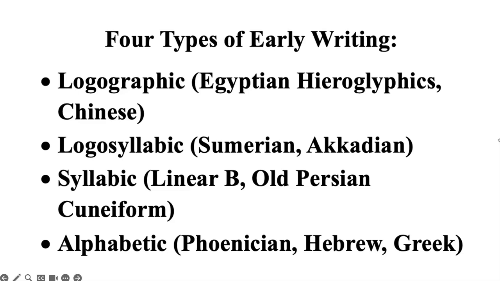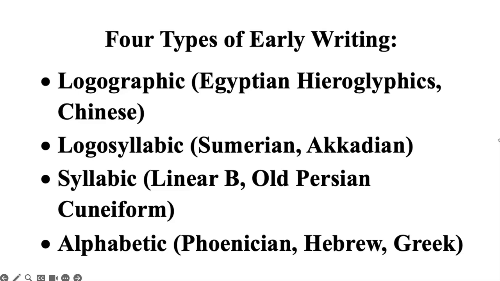Then we have logosyllabic writing, and this is a mixture of logographs, a logograph being basically a sign that represents an entire word, and signs that represent simpler syllables. The Sumerian and Akkadian cuneiform are good examples of logosyllabaries. Logosyllabic scripts are also very complex, but typically encompass 500 to at most maybe 1,000 different signs. So a lot of signs, but far fewer than logographic.